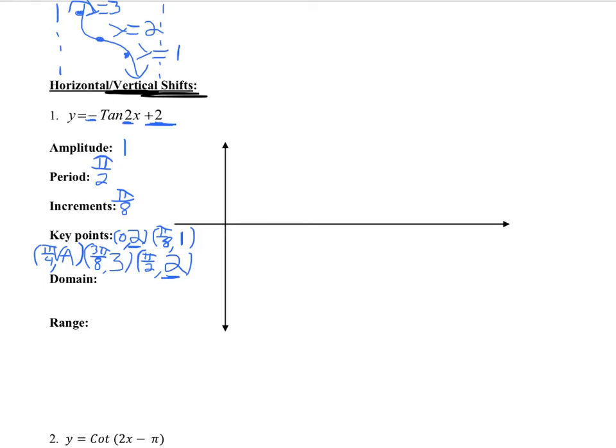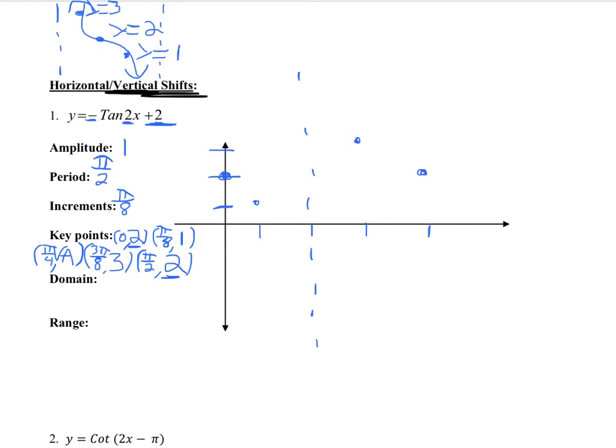Alright, so everything's just shifted up 2 units. So we're at 0, 2, which is right here. Pi over 8, we'll say, is at 1. Pi over 4, I'm going to get a VA right here. 3 pi over 8, we'll say this is 3 pi over 8. This is up at 3. And then pi over 2, we end at 2.